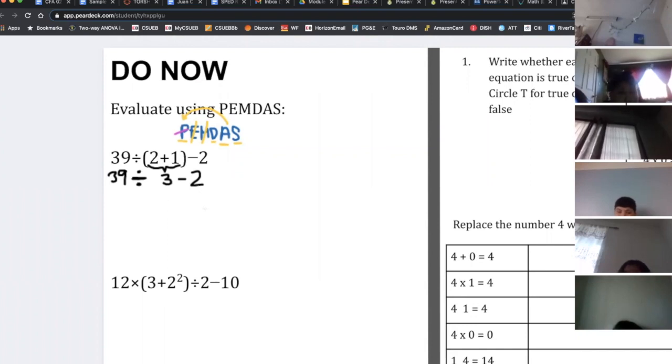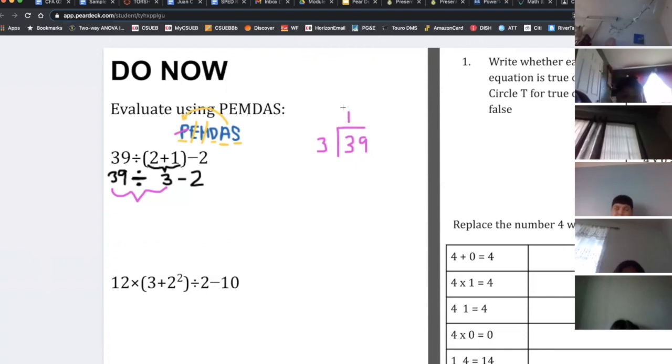We divide 39 divided by 3. Okay, so 39 divided by 3. I'll do that here on the side. How many times does 3 go into 3? Everyone in the chat, let me know. And then Angel, how many times does 3 go into 3? 1 time. Thank you.